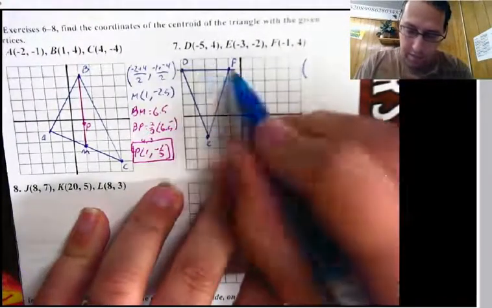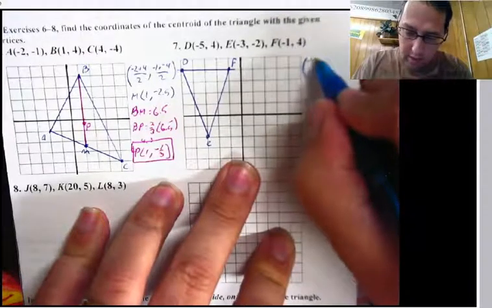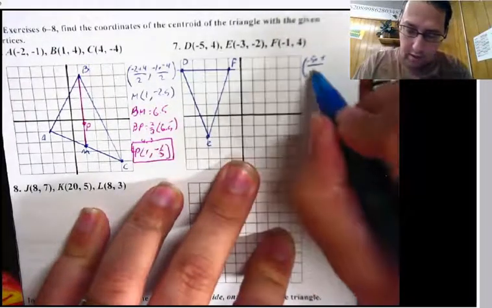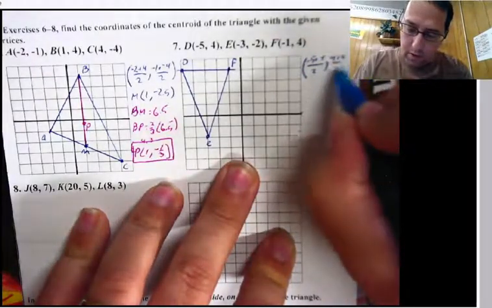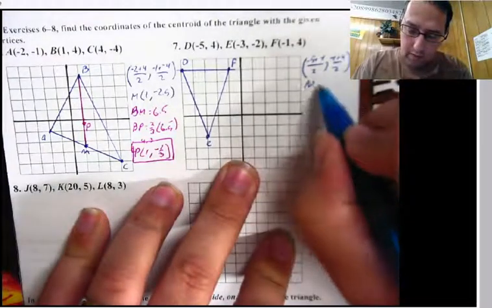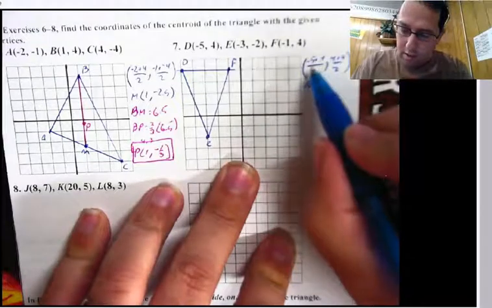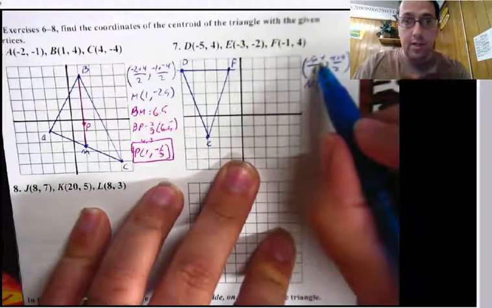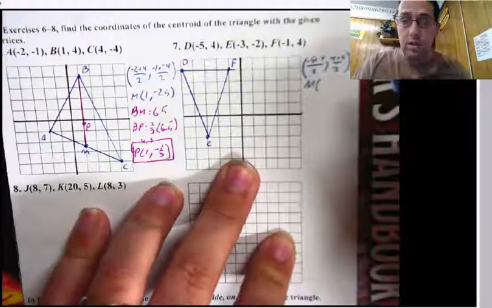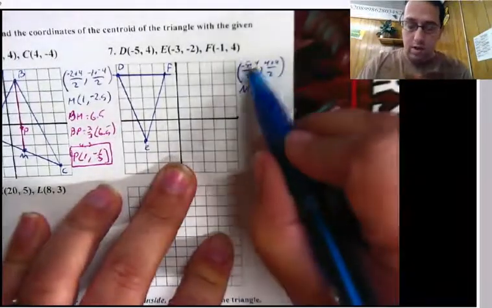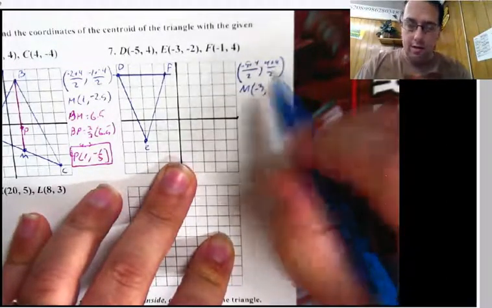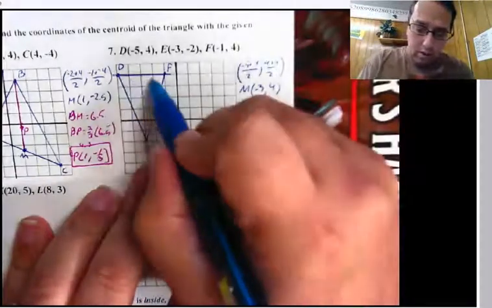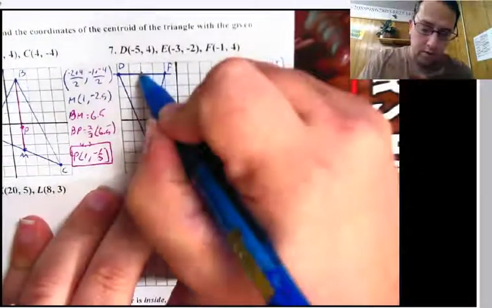So let's see here. Midpoint from D to F, -5 plus -1, because remember you add your x's, divide by 2. And then the same thing for your y. So 4 plus 4 divided by 2. And this will give us point M, our midpoint here. So -5 plus -1 is -6. -6 divided by 2 is -3. Then we have 4 plus 4 is 8, divided by 2 is 4. And so that puts it at (-3, 4), which is just what we wanted, because now we see that it is vertical.